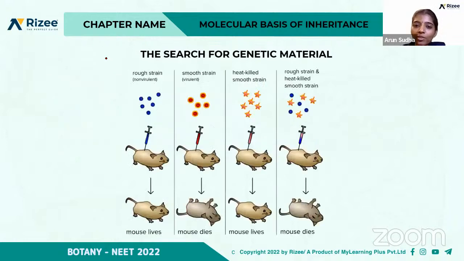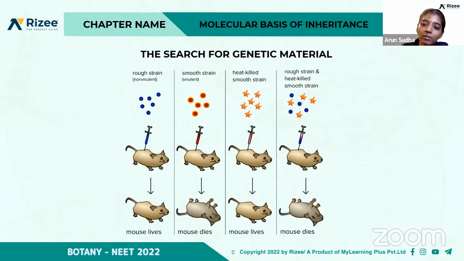Okay, so the rough strain, which is a non-virulent strain, when injected, the mouse lives. The smooth strain, which is a virulent strain, when injected, the mouse dies. Heat kills the smooth strain, so the structure is altered, right? The mouse lives. With the rough strain and the heat-killed smooth strain together, the mouse dies. Okay, so this is Griffith's transforming principle experiment.